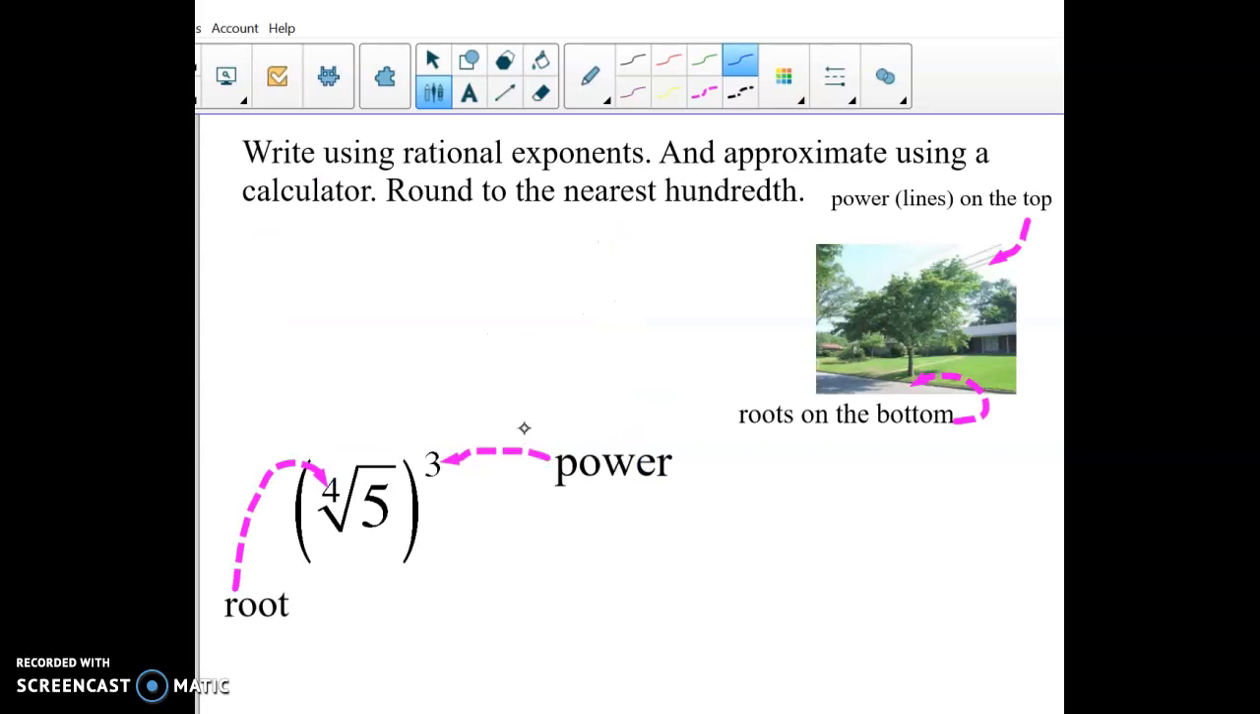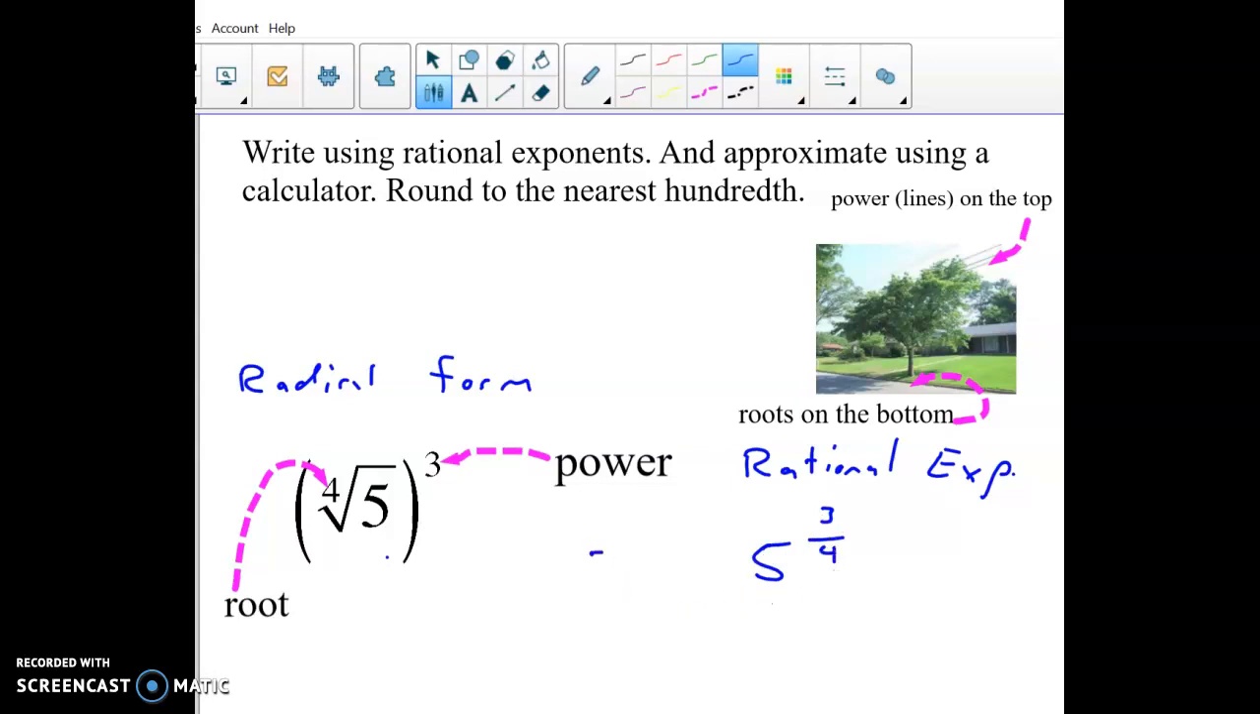First thing you want to do is write down this example. This would be radical form. Then we're going to rewrite it with a rational exponent. Basically this radical is equivalent to having the base of 5 with a fraction exponent of 3/4.